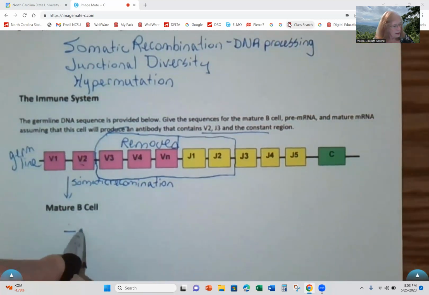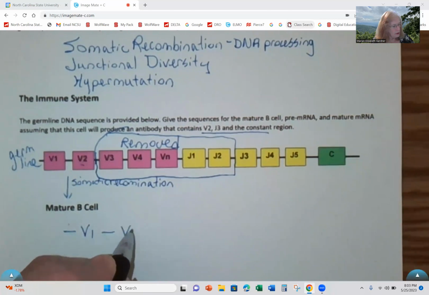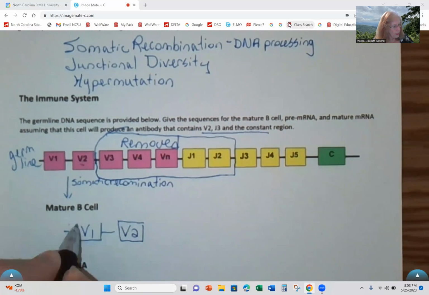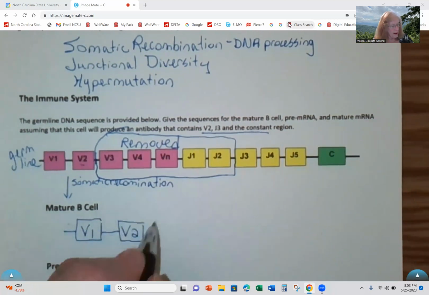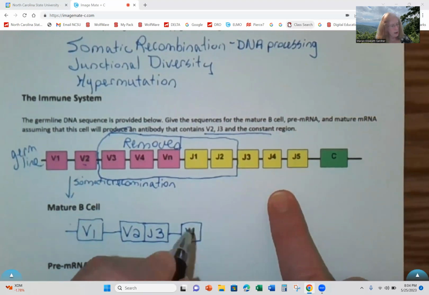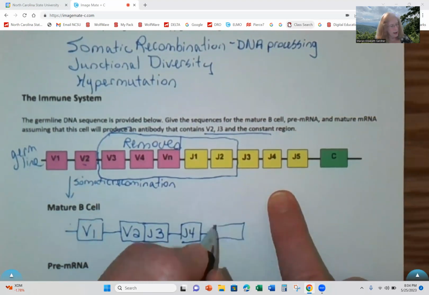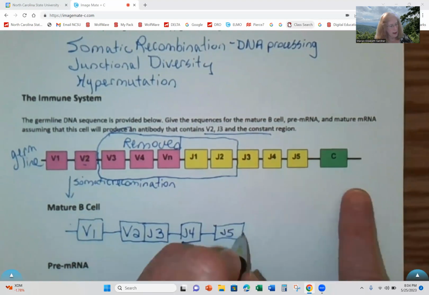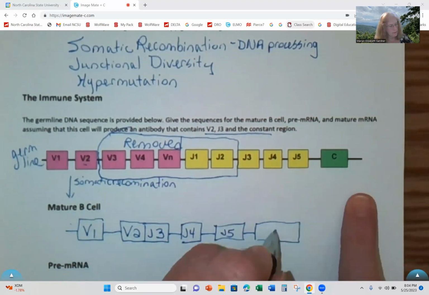So now I can draw, let's see, we've got V1, V2, and then we'll have J3 hooked to that because we took all this other stuff out. So there's J3. And we still have J4 and J5 and constant region.